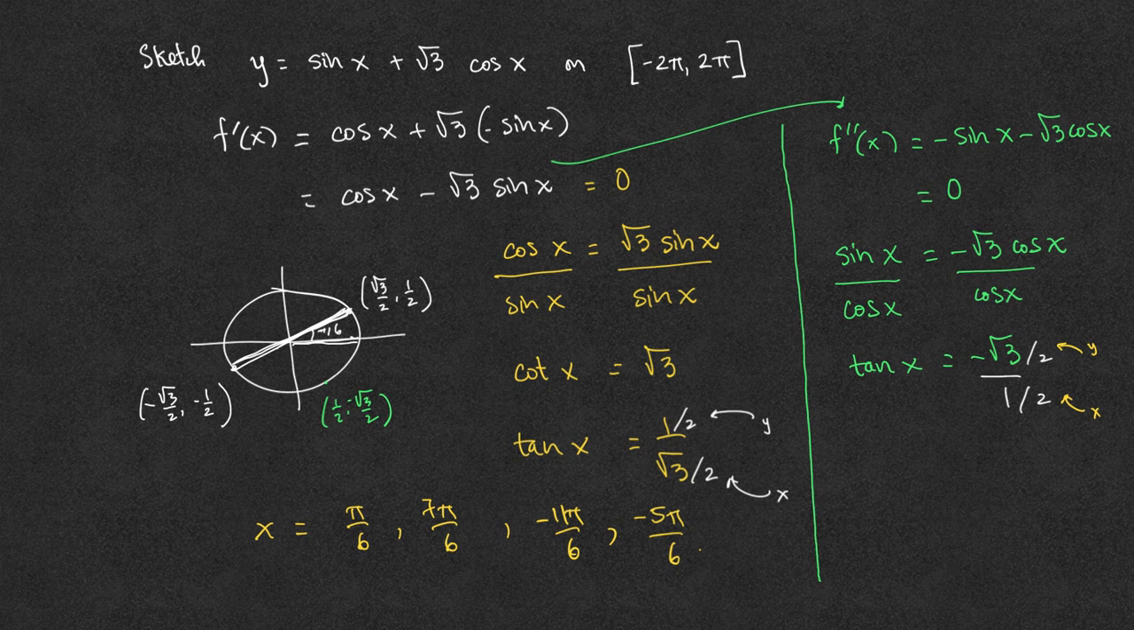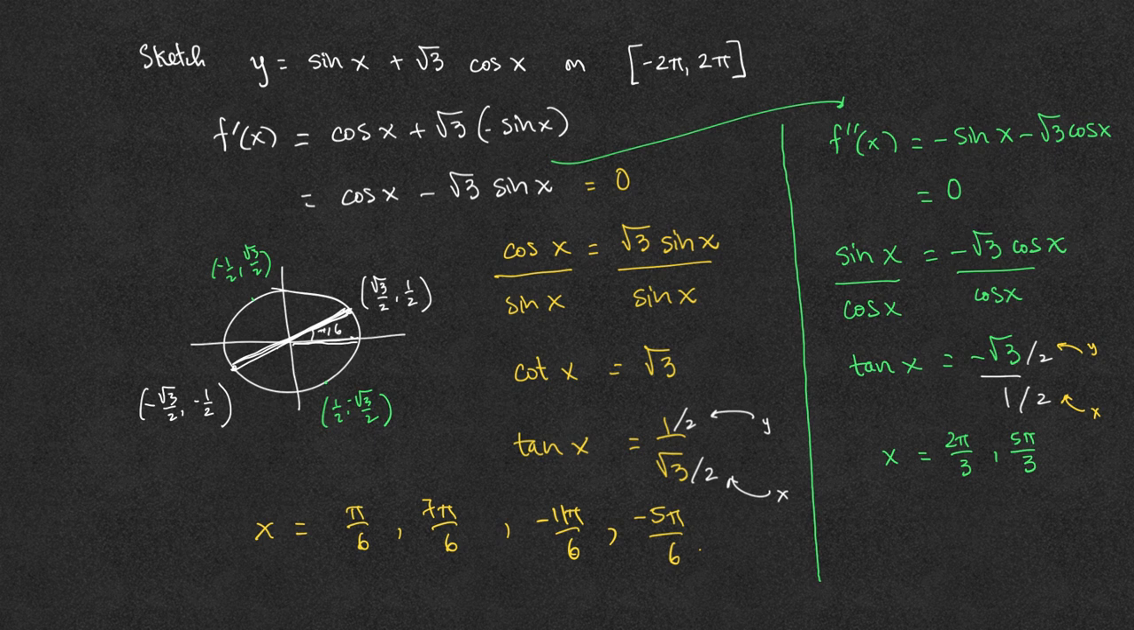Or for the x coordinate to be negative 1/2, the y coordinate is positive the square root of 3 over 2. And the two occurred when x is 2 pi over 3 or 5 pi over 3. But these are angles in the interval from 0 to 2 pi. We need to find all zeros of the second derivative in the interval negative 2 pi to 2 pi.